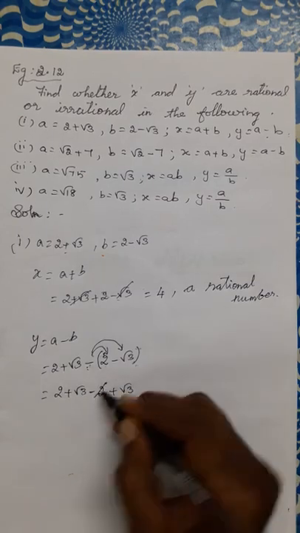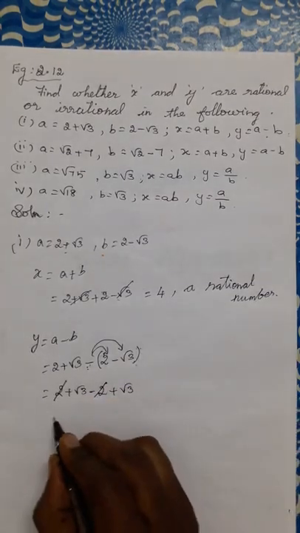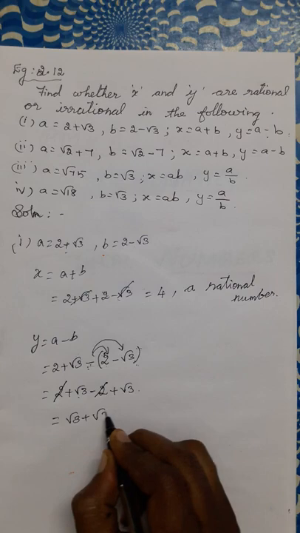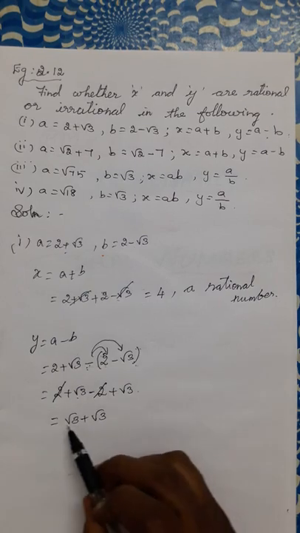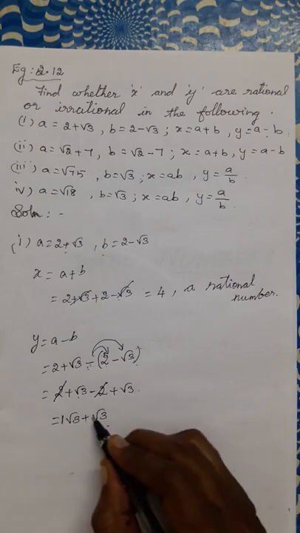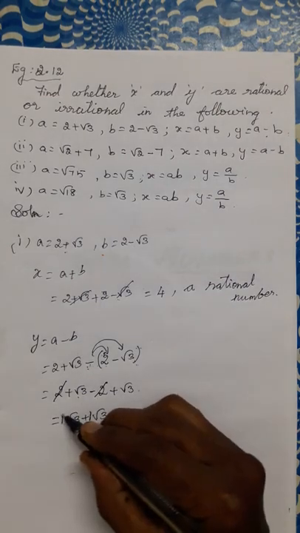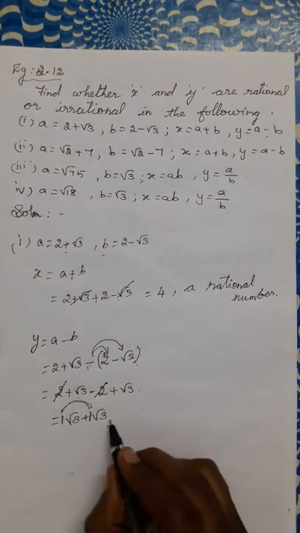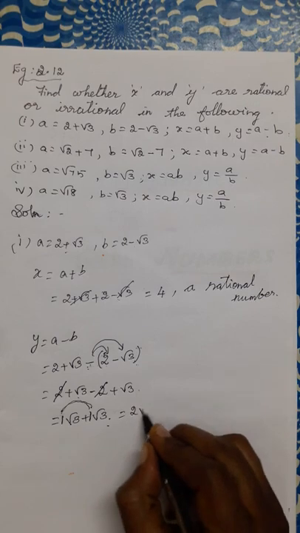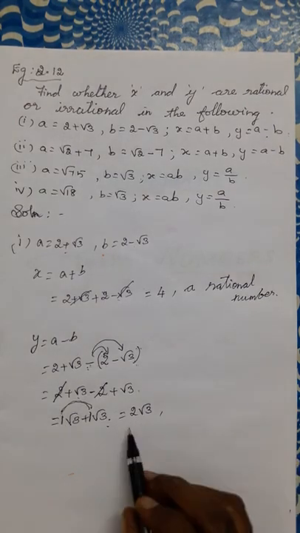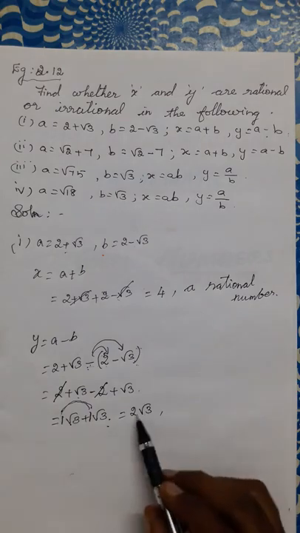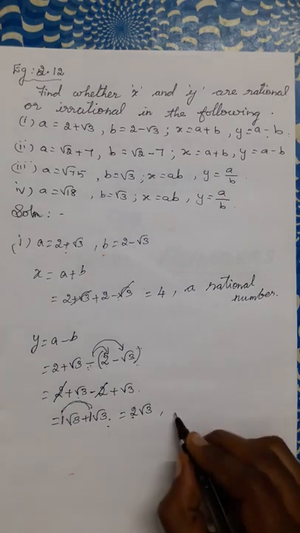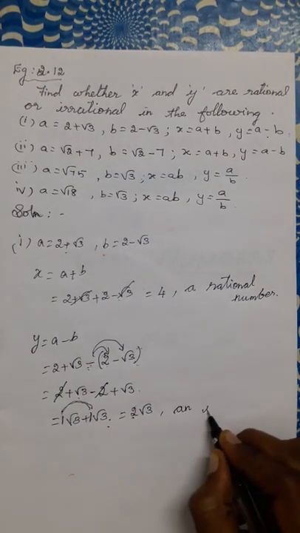Yeah, minus 2 plus 2 we can cancel. So what are we getting? Root 3 plus root 3. Root 3 plus root 3 is not root 6. Here 1 root 3 and here also 1 root 3. 1 plus 1 is 2, so you have to write 2 root 3. This is in the result we studied now, an irrational number.